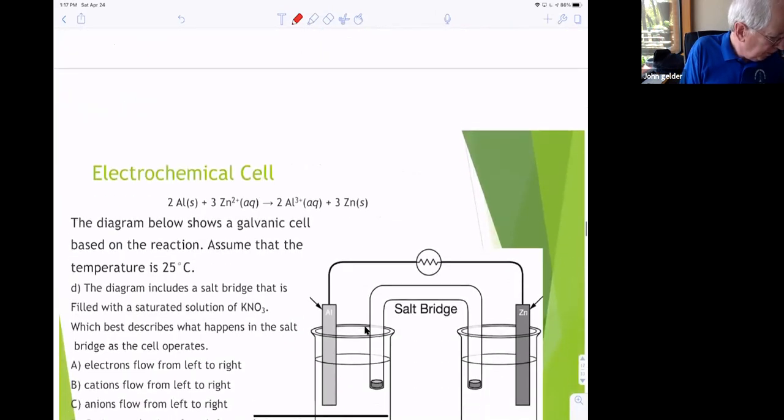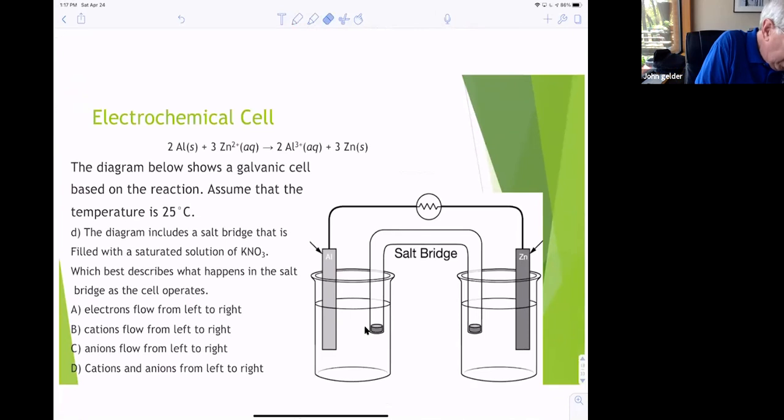So next, we have the salt bridge. And the salt bridge, in this particular case, contains potassium nitrate, a saturated solution of potassium nitrate. And so while electrons flow from anode to cathode, we need to balance charge, as we'll talk about in just a moment. And so ions have to flow in the salt bridge to balance the charge. And so what I'd like to know is what ions are going to flow.